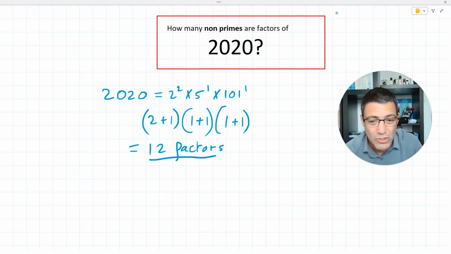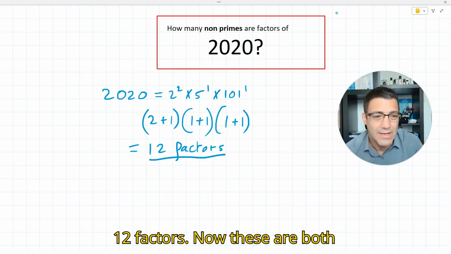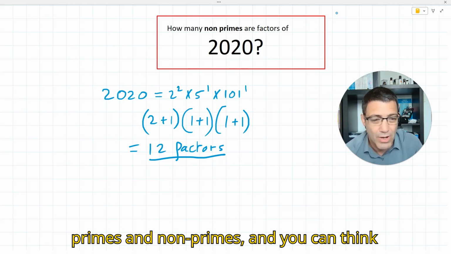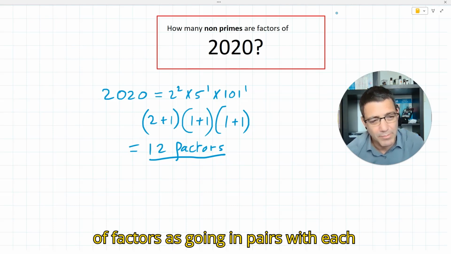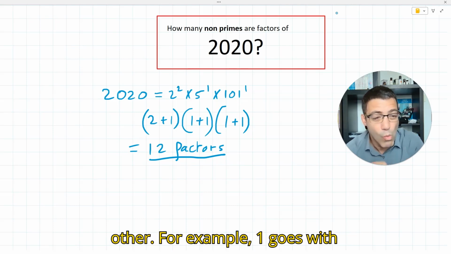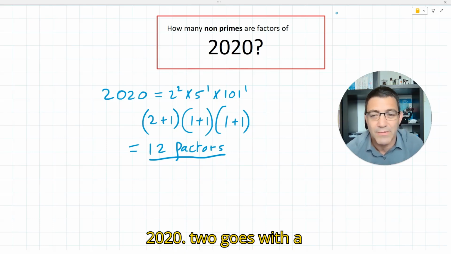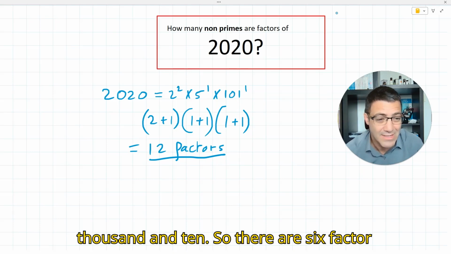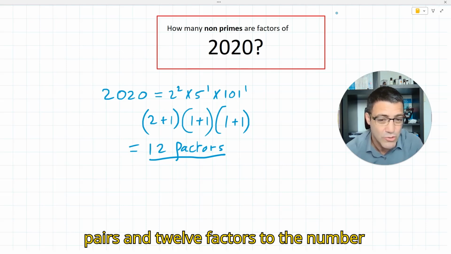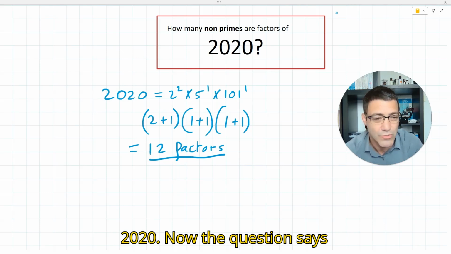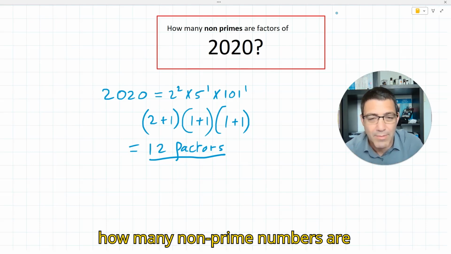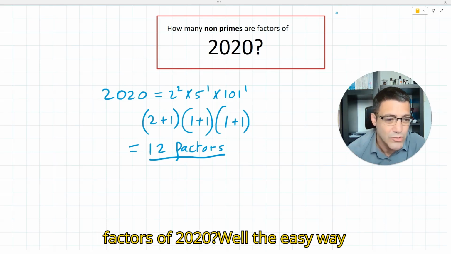2020 has 12 factors. Now, these are both primes and non-primes, and you can think of factors as going in pairs with each other. For example, 1 goes with 2020, 2 goes with 1010. So there are 6 factor pairs and 12 factors to the number 2020. Now, the question says, how many non-prime numbers are factors of 2020?